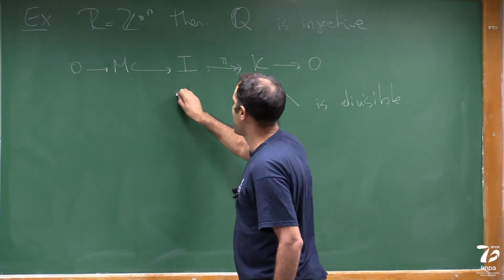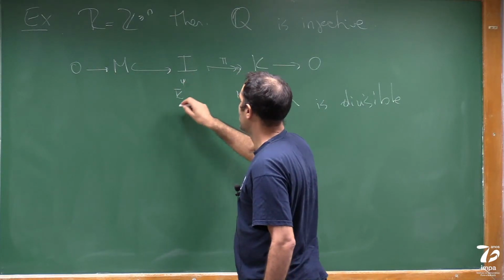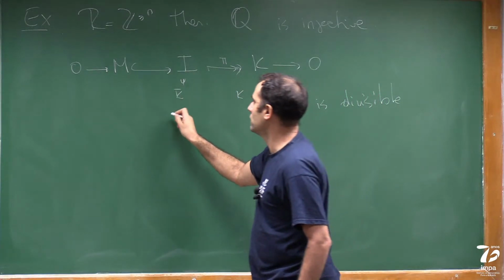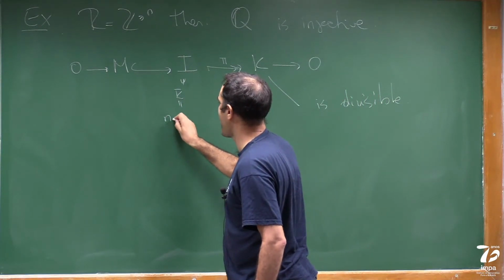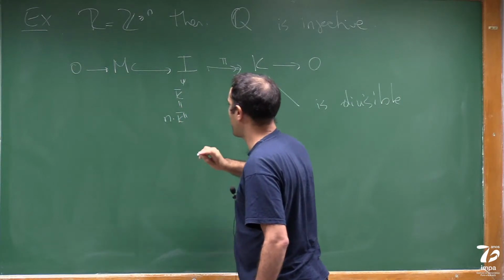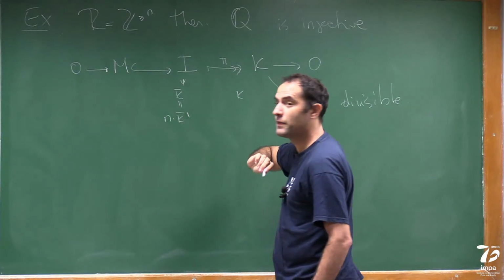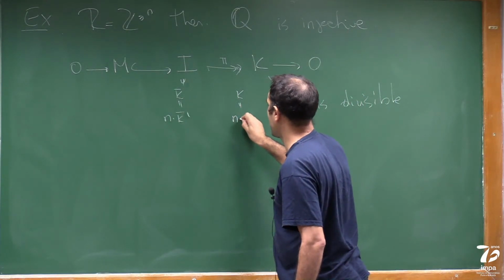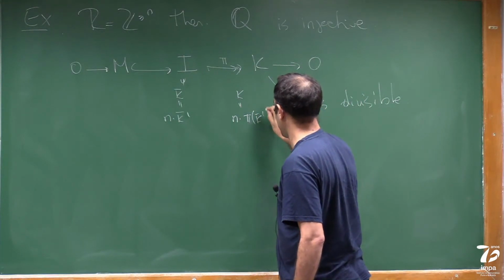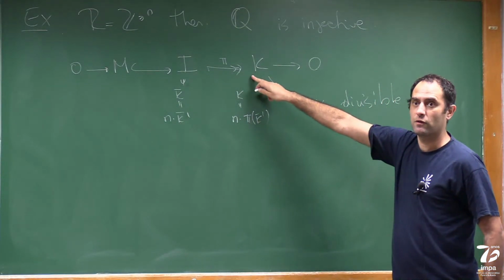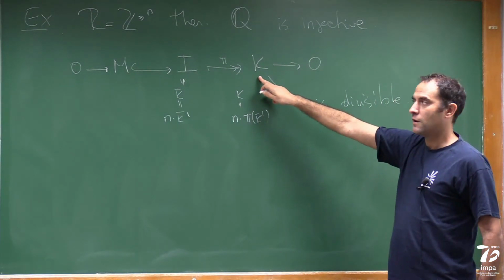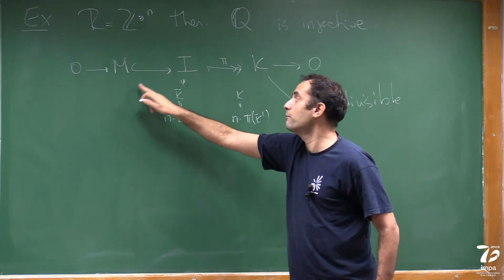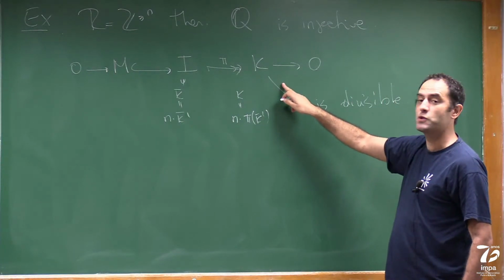Then there's an element k bar here such that pi of k bar is this k. And since I is divisible, this k bar is equal to n times k bar prime. And therefore, this k is equal to n times pi of k bar prime. So this guy is divisible. Therefore, this guy is injective. So if we have enough injectives in this category, it's very simple to construct an injective resolution of that M.